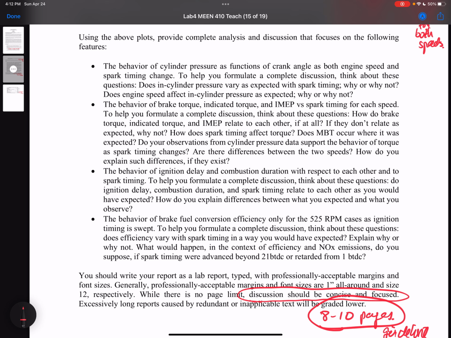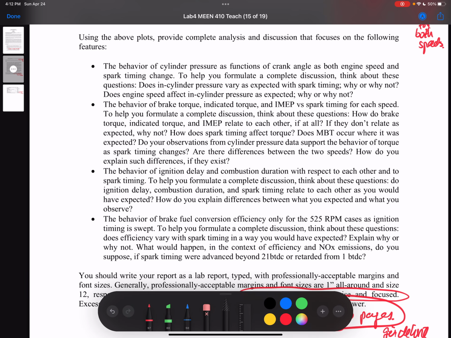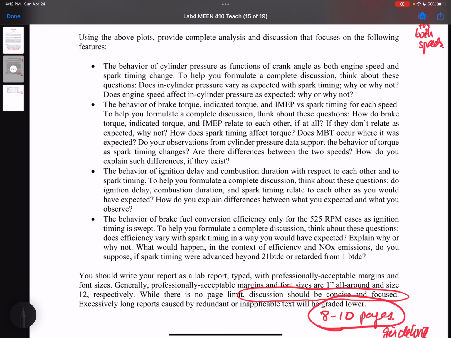Okay, so using the plots that you've generated, doing your analysis and discussion, you first want to focus your report on describing the behavior of cylinder pressure as a function of crank angle, as both engine speed and spark timing change, okay? To help you with your analysis, I've provided some questions for you to think about, right? So one question to ask yourselves among your teammates is, does cylinder pressure vary as expected with spark timing, okay?